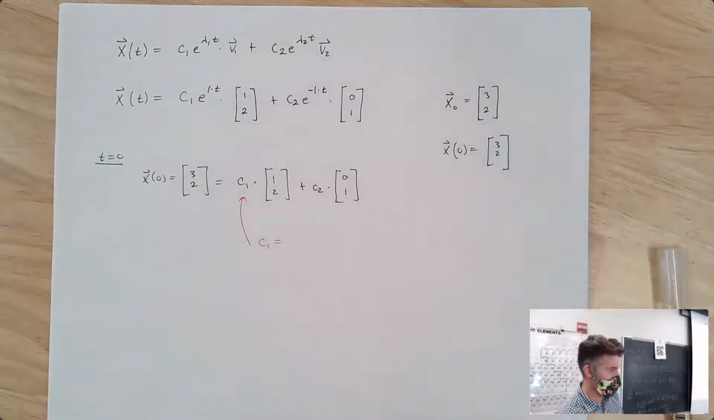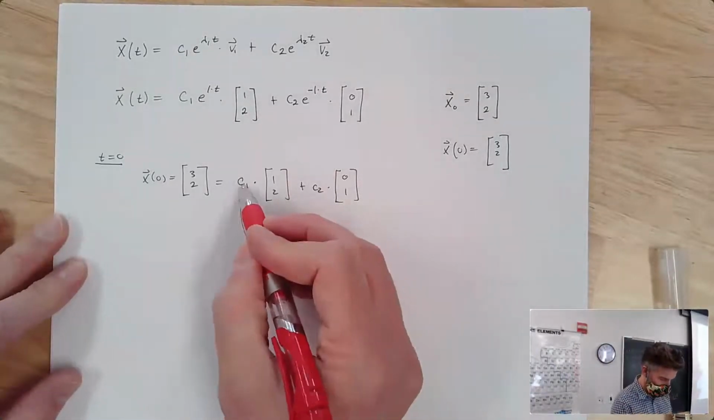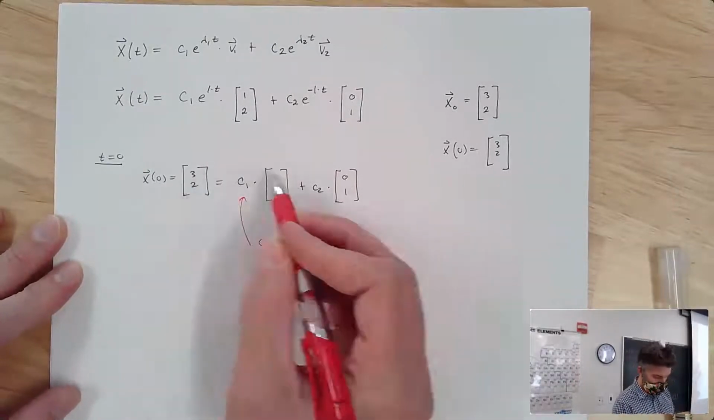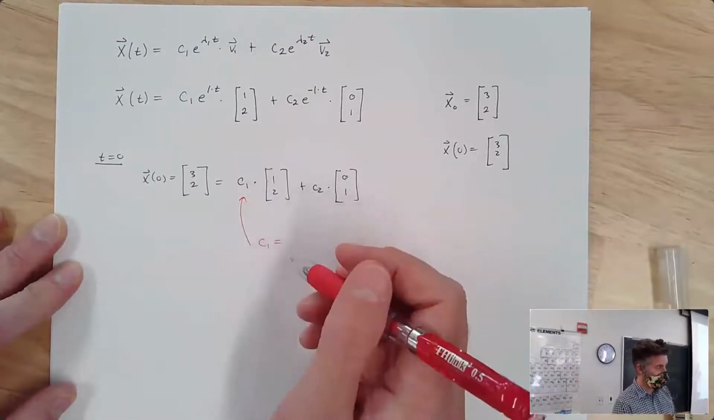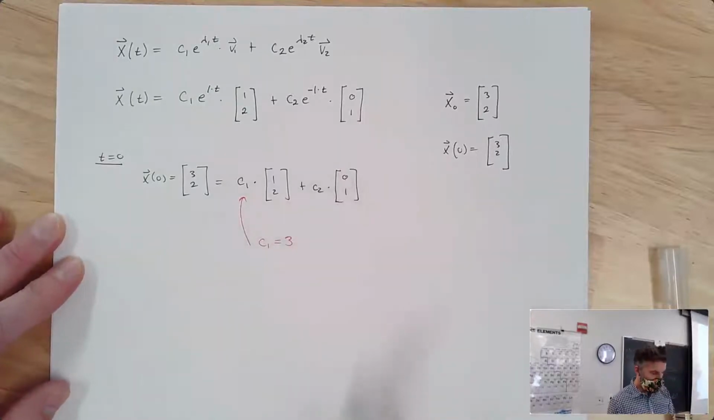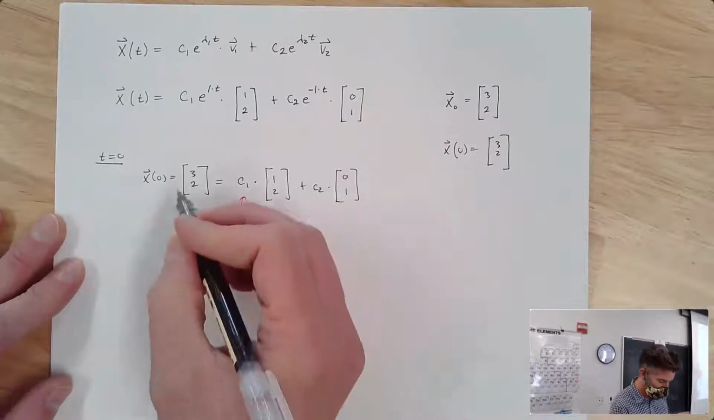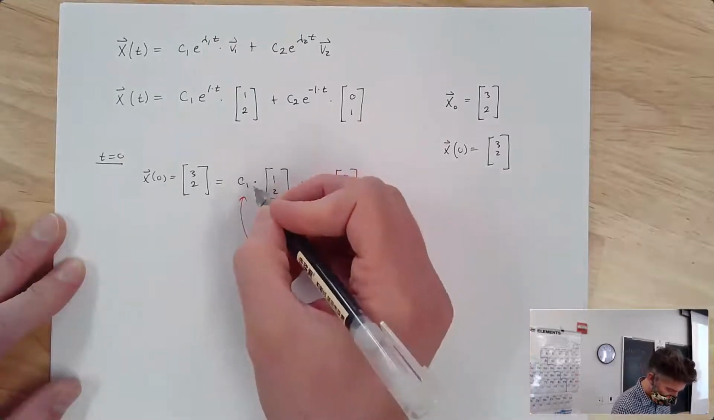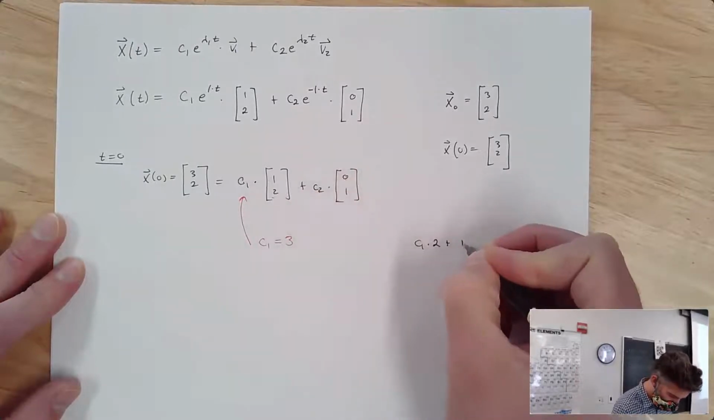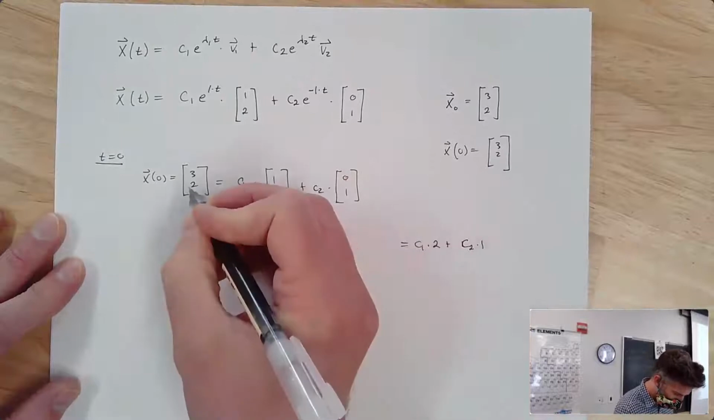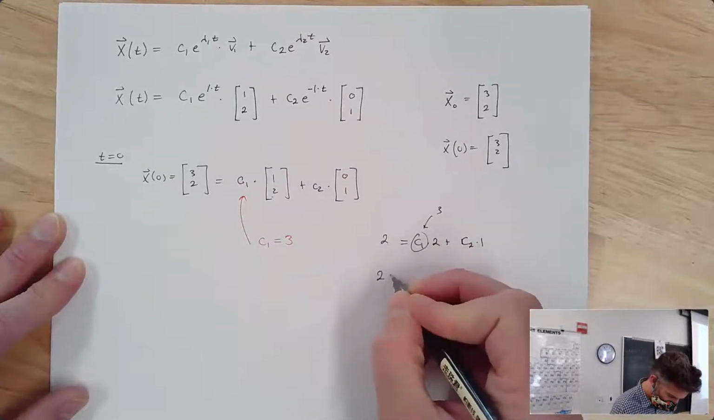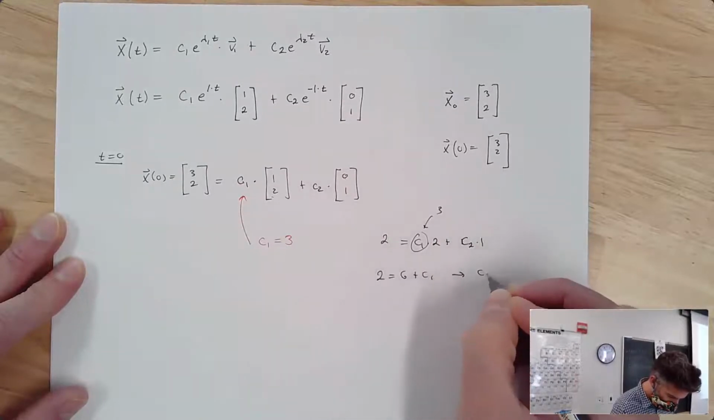Yeah, good. It's definitely 3, right? C1 has to be 3 because 3 times 1 plus, it doesn't matter what this is, times 0 has to equal 3. So once you've got a zero in one of these spots, it's super easy to find one of those constants. So C1 has to equal 3. And then it's not a whole lot more work to find what C2 is, because then we can see that C1 times 2 plus C2 times 1 equals 2. But we know that that's 3 right there. So 2 equals 6 plus C2. So C2 equals negative 4.